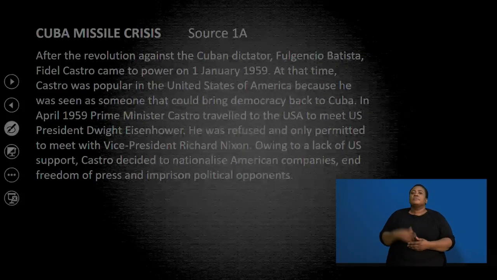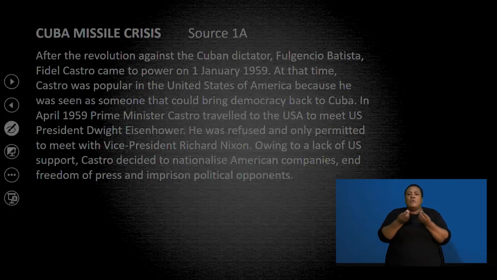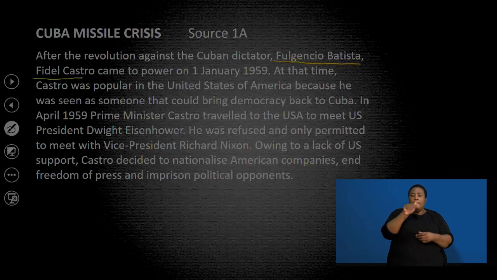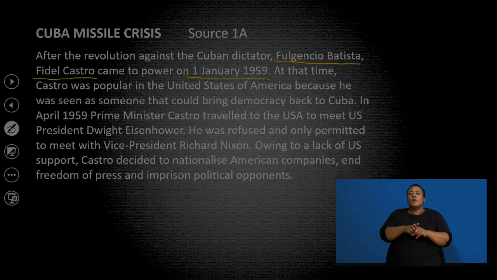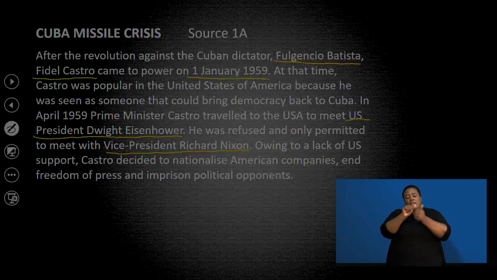Okay. So now let's move on to the actual source. As I said to you, we are not going to read the entire source, but I'm just going to show you some of the things that you will have to highlight. So you can see here, they've included Batista, very important. You have Fidel Castro, very important. You have the date here, the 1st of January 1959. All those things are important. And then it also tells you here that the U.S. president, I'm going to start here where it says U.S. president, was Dwight Eisenhower. You already know that. The vice president, Richard Nixon.